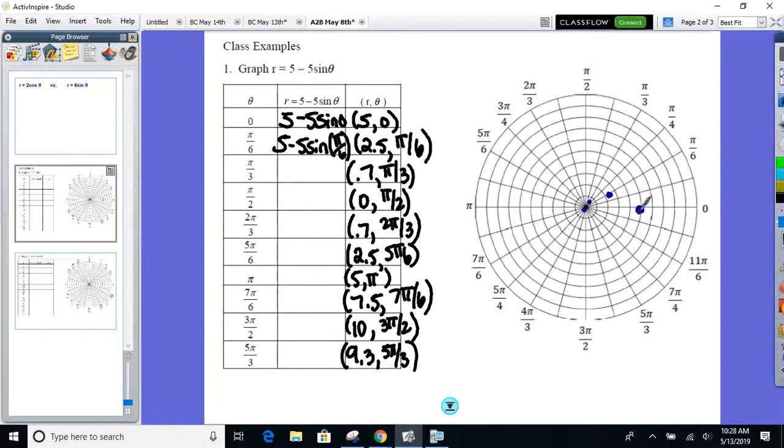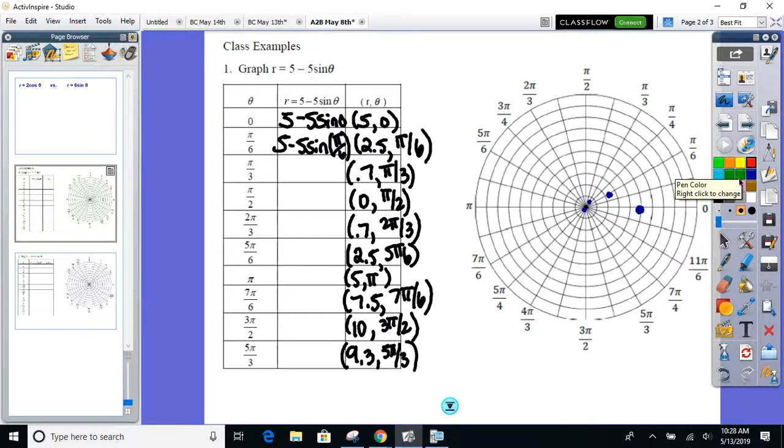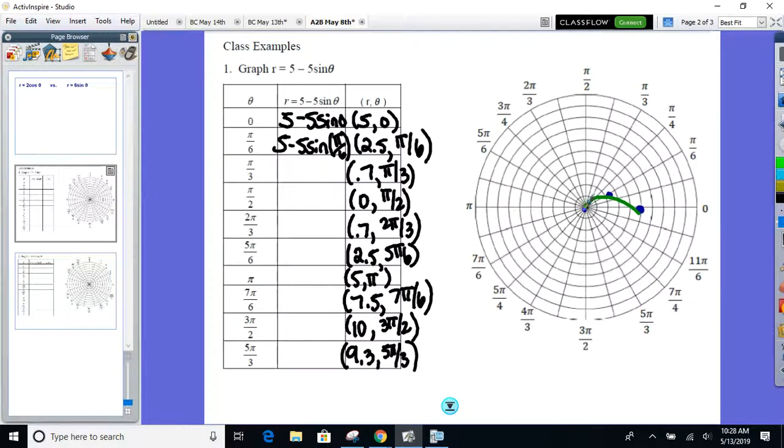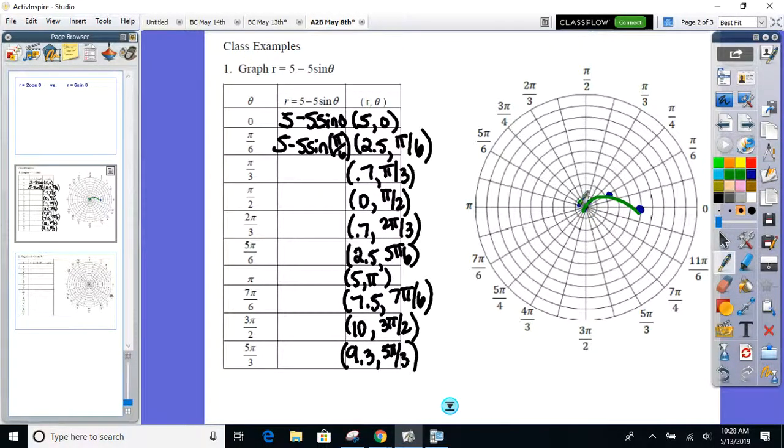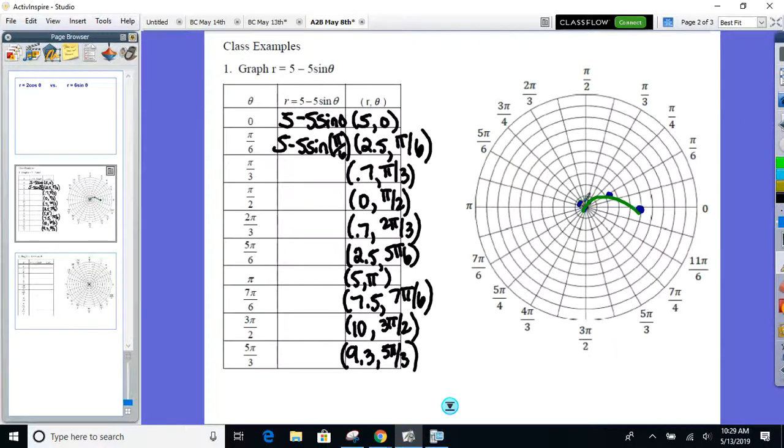Start connecting them here. Remember, start connecting them. I'm not going to go that way. You guys would lose some respect for me if I went that way. 0.7, 2.5. Oh, calm it down, Matt. Don't give it away. 5 pi over 6, 2.5. 1, 2.5.